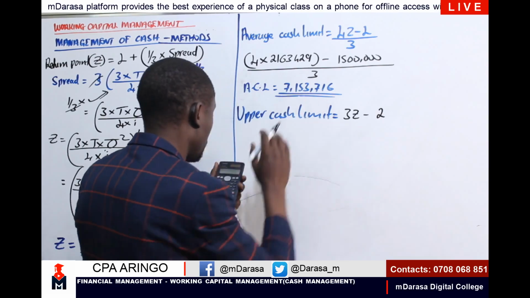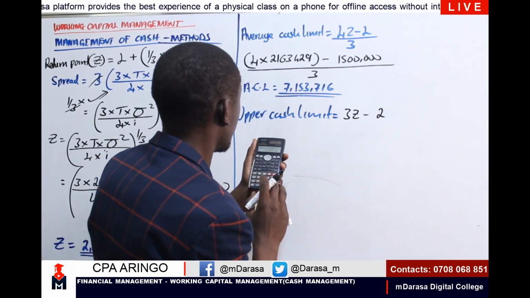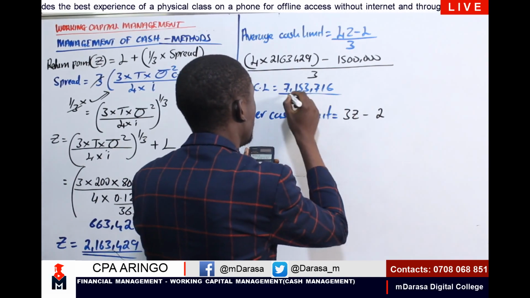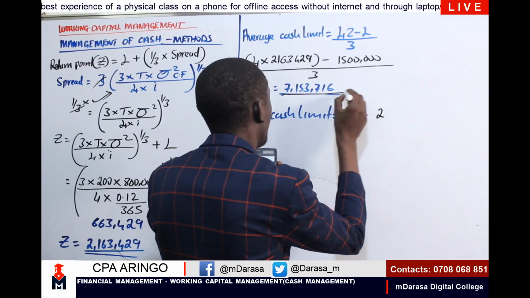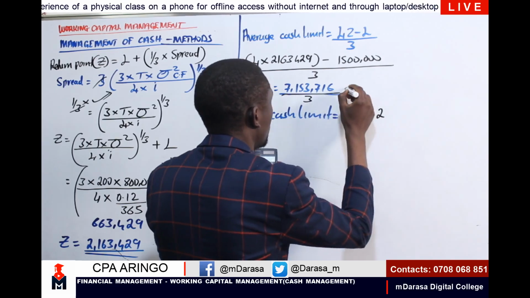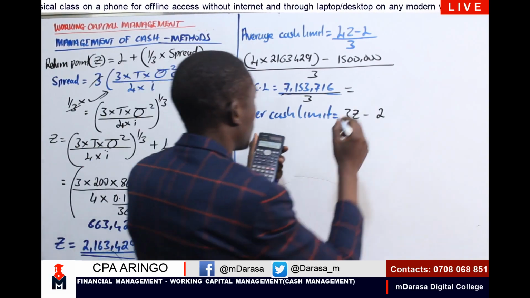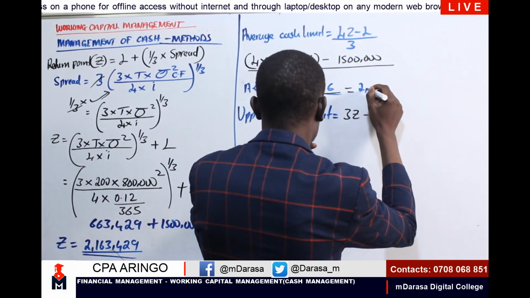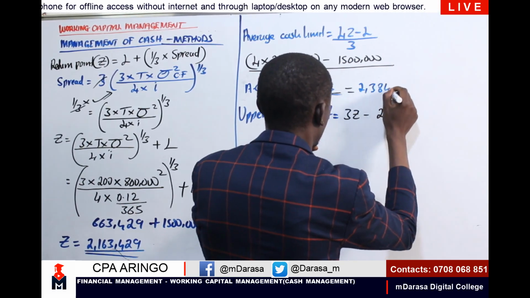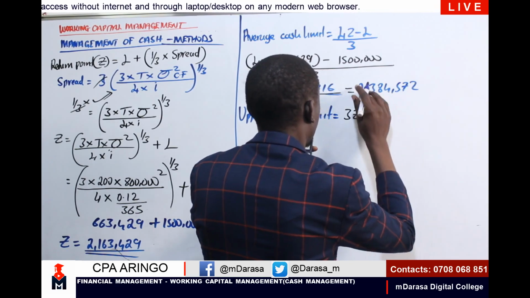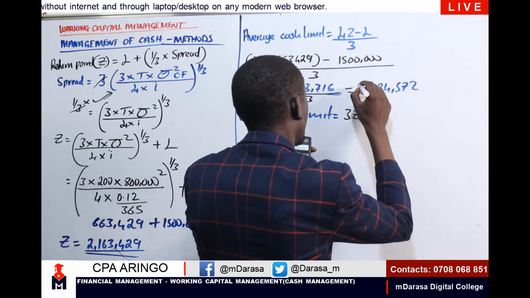In this case, I will divide this figure by 3. We haven't divided this figure by 3. So in this case, we just divide by 3. Sorry for that. I'm very sorry for that. So if you divide by 3, that should give us how much? I'm getting a figure of 2,384,572. Kindly correct that. Divide by 3, right?